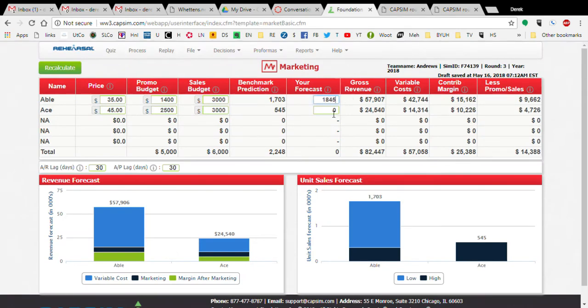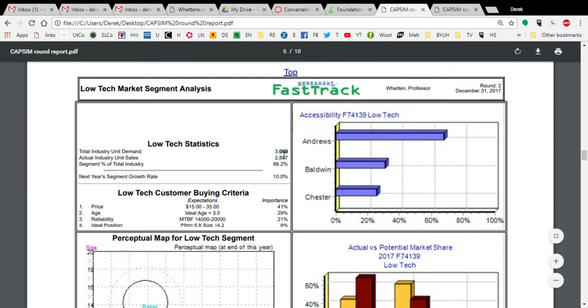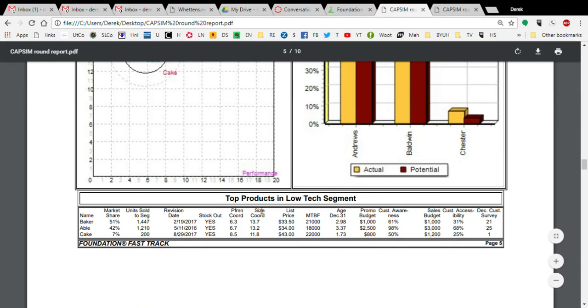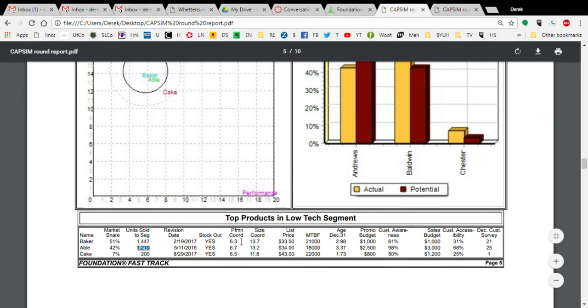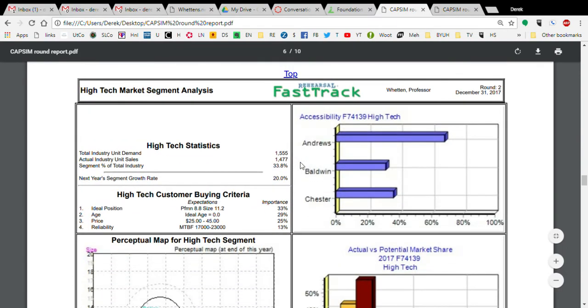Sorry, I'm doing the math a little bit quick and I'm not able to show you, but I'm just looking at how much I think my potential market share was. Multiply that by the total demand. That means if I had made enough, I could have sold a whole lot more than I did. And then there's a 10% demand growth each year in the low tech. We're going to do the same thing in the high tech now.